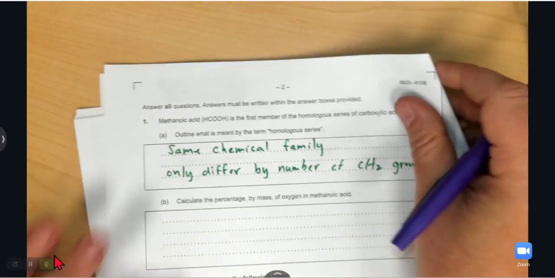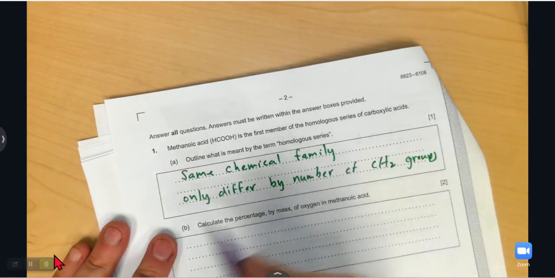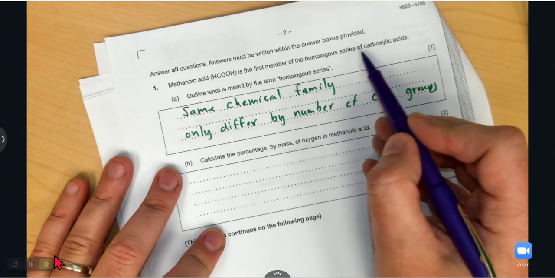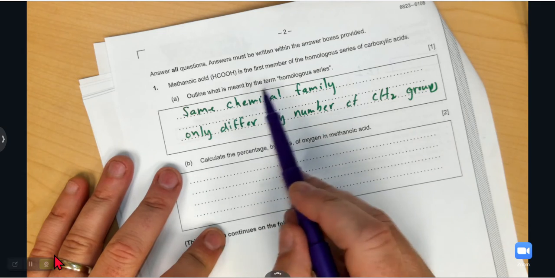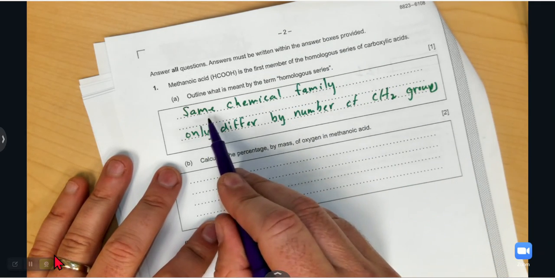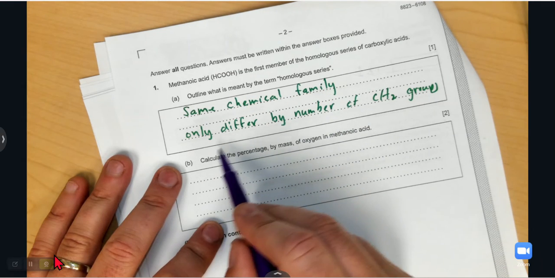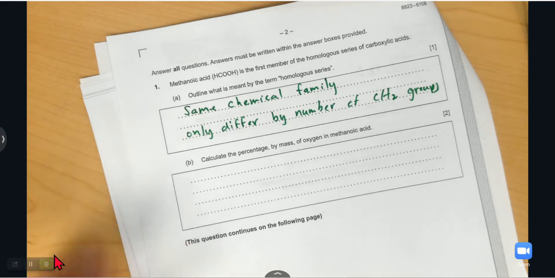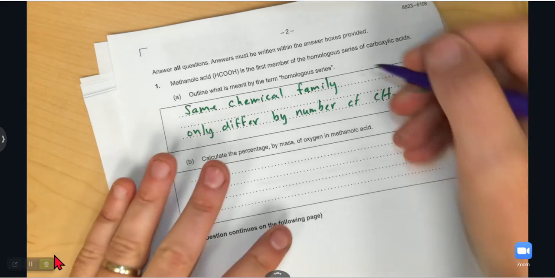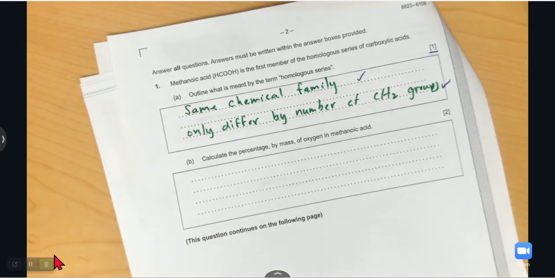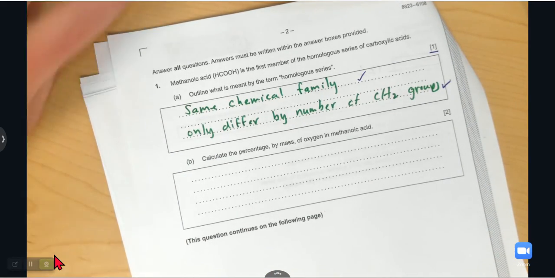Okay, so number 1 says, methanoic acid is the first member of the homologous series of carboxylic acids. So what is meant by that? It's just the definition. Remember, members of the same homologous series are in the same chemical family, and they only differ by the number of CH2 groups. I would say that you had to say both of these things, even though it's 1 mark. When we get to class tomorrow, I'll let you know if I make any errors or anything along the way.